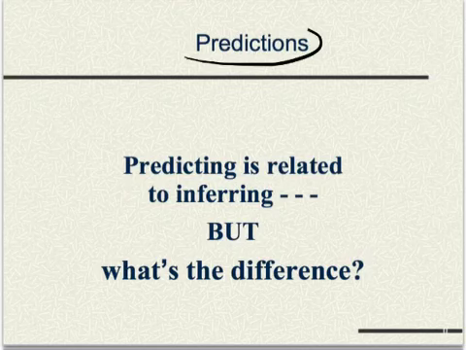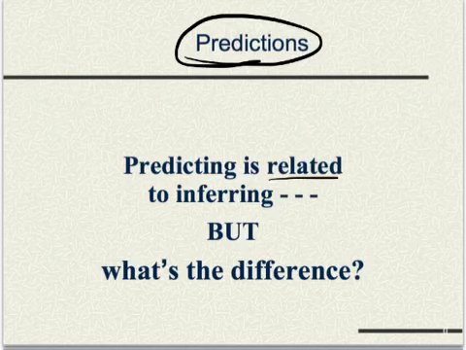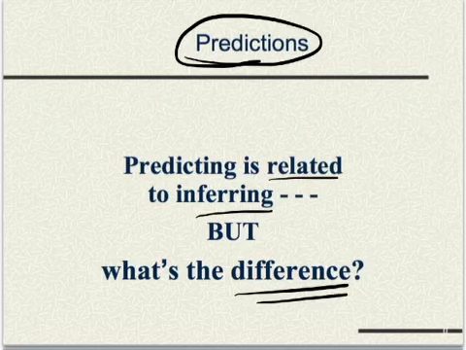So let's talk about that word predictions. If you remember, we talked about predictions in the last lesson, and we said that it is related to inferring, but it's different. So what's the difference? The difference is pretty simple. When you make a prediction about an outcome, an event, or an action, it is usually confirmed or contradicted by the end of the story. So you make a guess about how the story will end, and at the end of the story, you either were right or you were wrong.